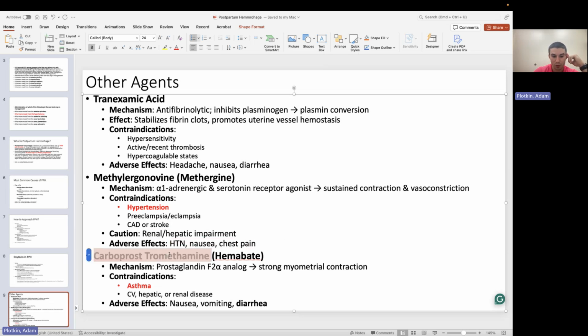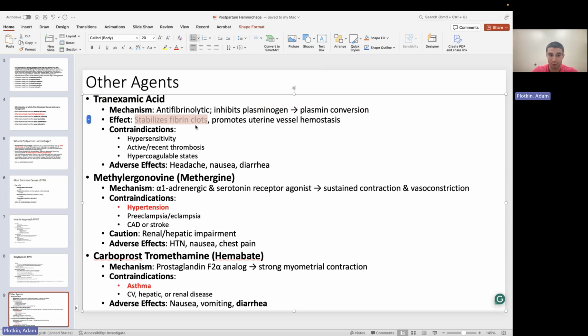And then there's carboprost. So this is a prostaglandin F2 alpha analog, and it causes strong myometrial contraction. Remember, I told you on the previous slide, prostaglandins cause contraction of the uterus. This is contraindicated in asthma because it can cause bronchoconstriction, obviously very bad. It can have some CV, hepatic, or renal problems, so watch out in patients with those, and they can cause nausea, vomiting, diarrhea.